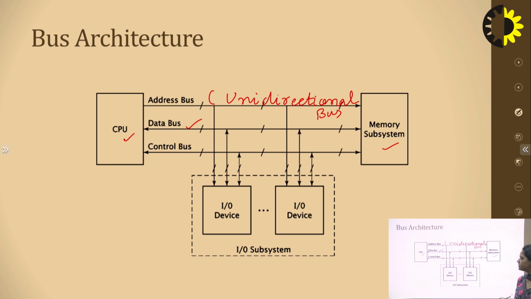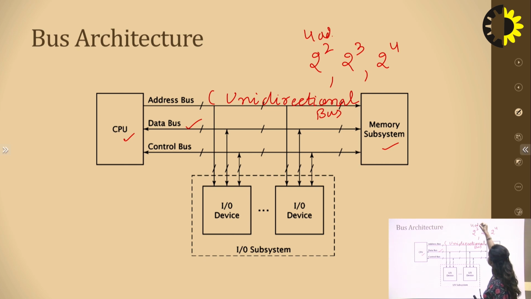Talking about the address bus, we are having the addresses in the power of 2, like 2 raised to the power 2, 2 raised to the power 3, 2 raised to the power 4. That will be 4 address lines, 8 address lines, 16 address lines, like this in the power of 2.